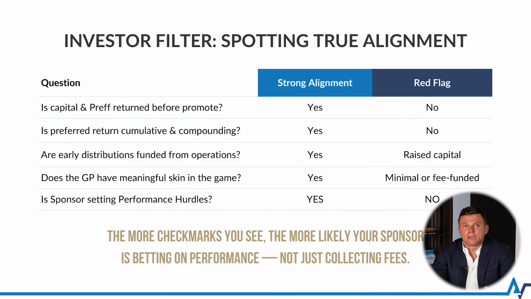And here's just kind of a quick little checklist, 5 questions you could always ask, right? Is capital and pref return before promote? Answer should be yes. Is preferred return cumulative and compounding? Answer should be yes. Are early distributions funded from operations? Should be yes. Does the GP have meaningful skin in the game? Again, answer should be yes. And is the sponsor setting performance hurdles? Also a great thing to have.